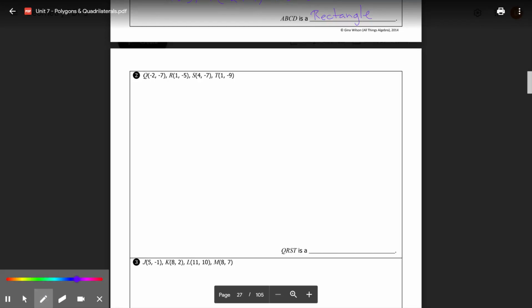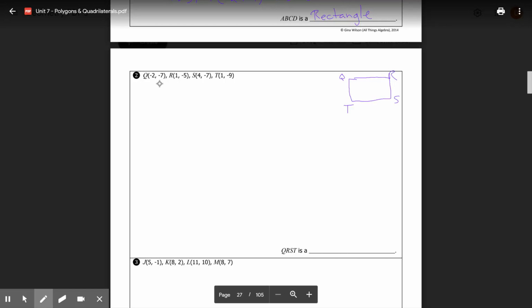So QRST, since it's labeled that way, QRST, it goes like this, QRST, clockwise. So that way you know which ones are which. So we need to figure out, are QR and TS congruent?